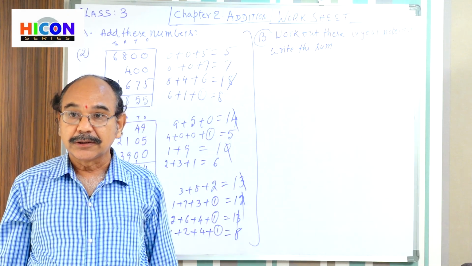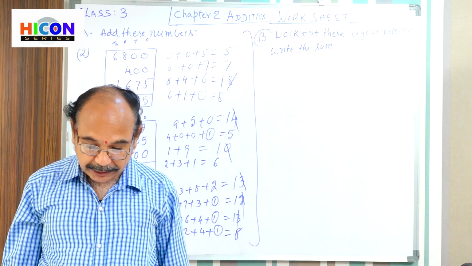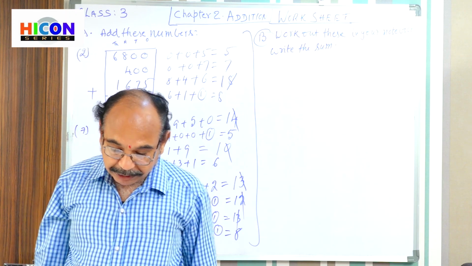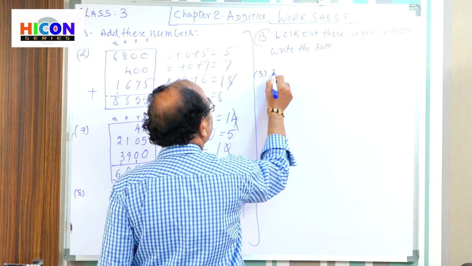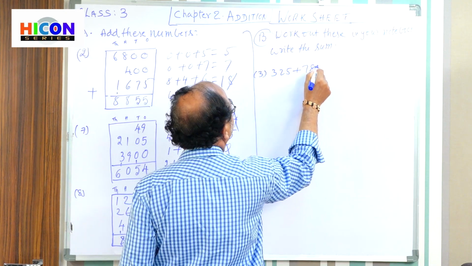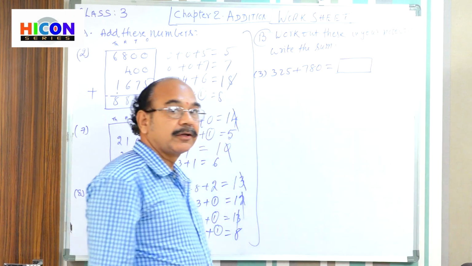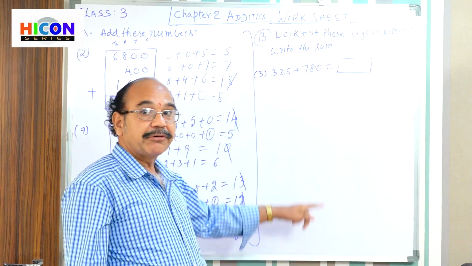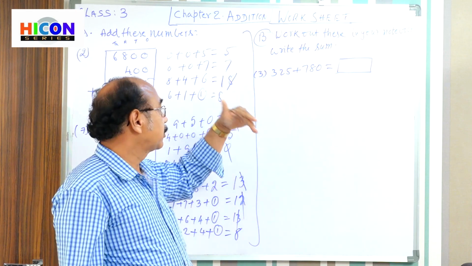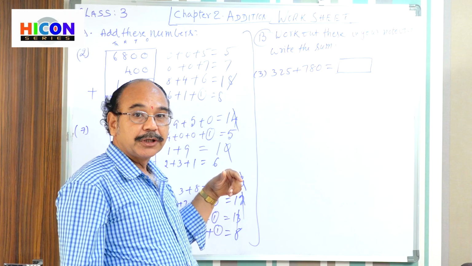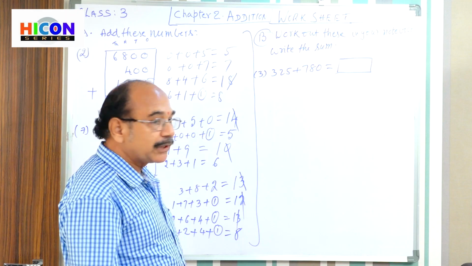This worksheet has some numbers here. What are the numbers here? Third one, suppose you see third one, 325 plus 780. 325 plus 780 is equal to what is the number we write in this blank? So, as usual, add the two numbers. These are 3-digit numbers. This number 3 digits are there, this also 3 digits are there. Add these two. 325 plus 780.